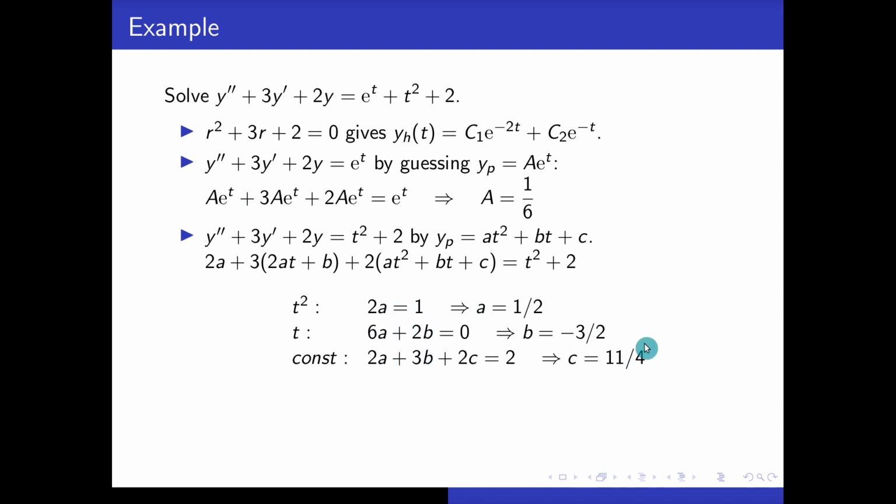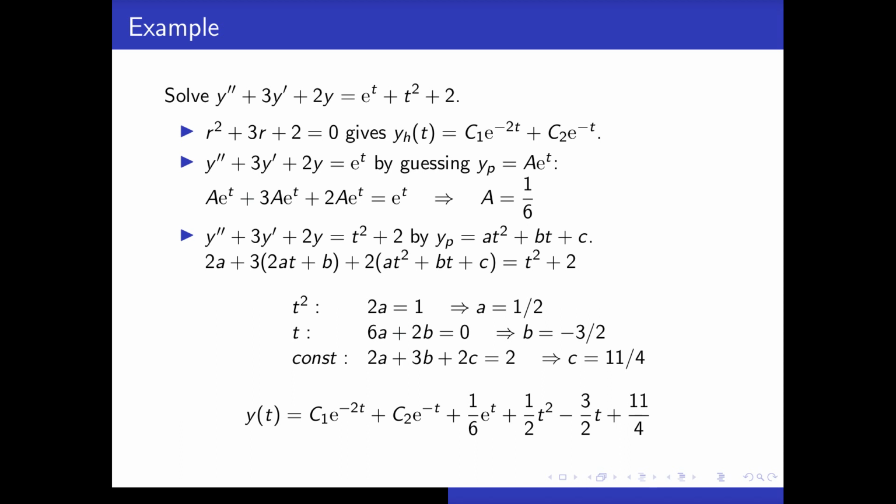Finally, we look at our constants. 2a plus 3b plus 2c must be equal to 2, and so plugging in a and b, we get c. Very good. So now we have our full solution. Here's the homogeneous part. Here's the first particular part. And here's the second particular part. Good. Just as we predicted, right? This works because this is a linear differential equation.